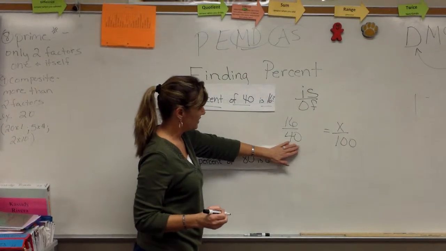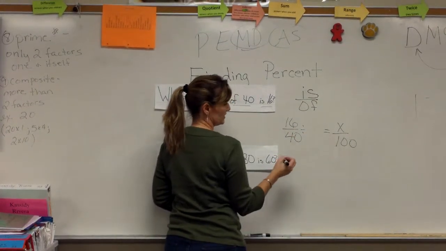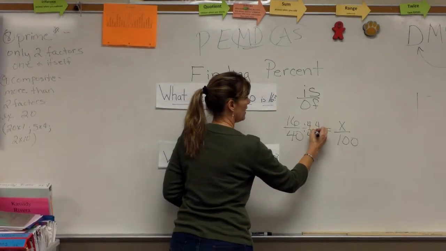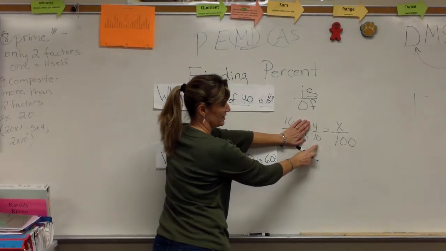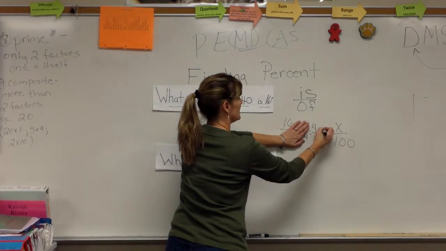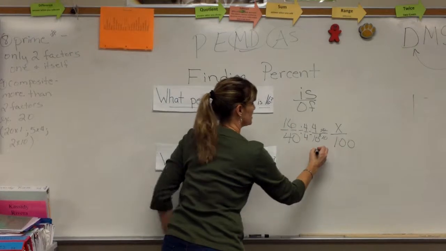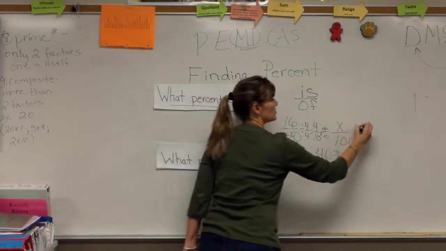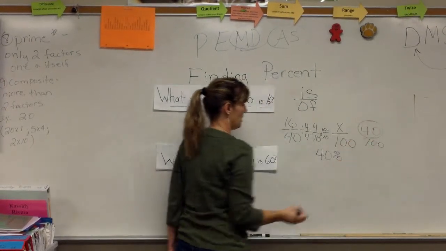I know there's nothing times 40 that gives me 100, but if I reduce both of these numbers by 4 over 4, I now have 4 over 10. So my fraction now looks like this. Is there something times 10 that gives me 100? Yes, it is. 10 times 10 is 100. 4 times 10 is 40. So my answer is 40%, because 40 over 100, this would be my percent.